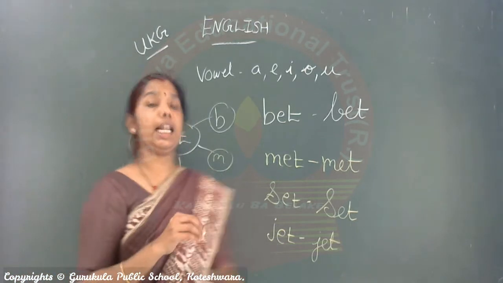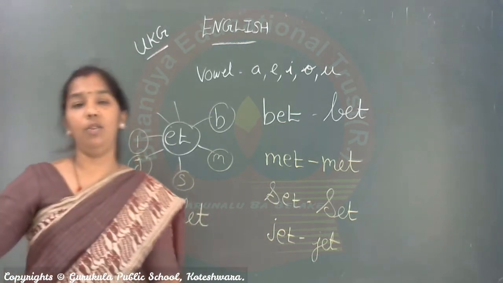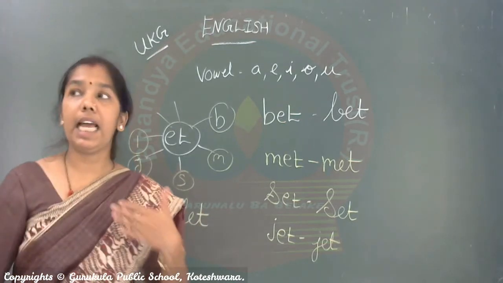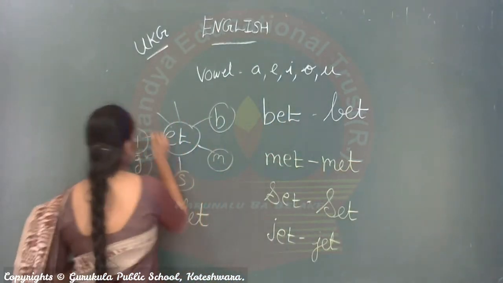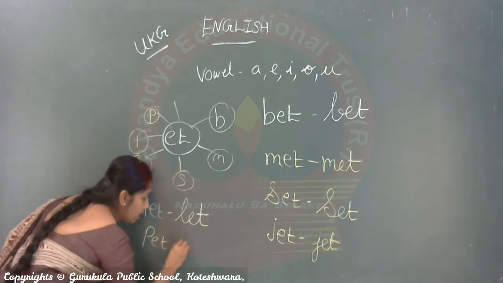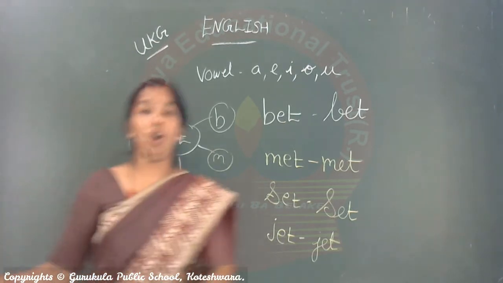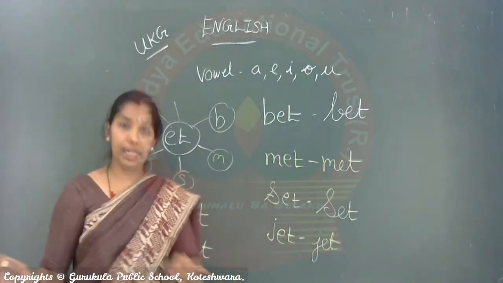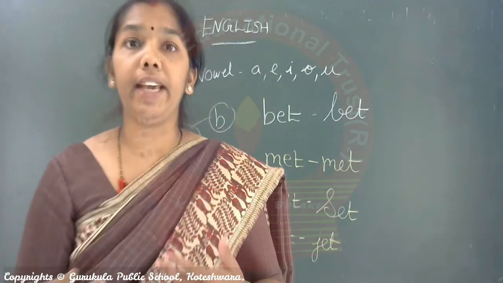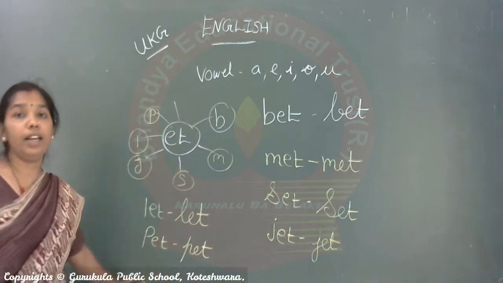L-E-T, let. What is L-E-T? Let. Please let it go, like that. We use these kind of words while talking, while having conversation. Okay, let, L-E-T, let. Next, some more words like P. So, it will be P-E-T. What is P-E-T? Pet. Pet means if you have a dog or a cat at home which you are taking care of, they are your pets. Correct? We call them pet animals. For example, dog, cat, then rabbits. People do take care of them because they are their pet animals.